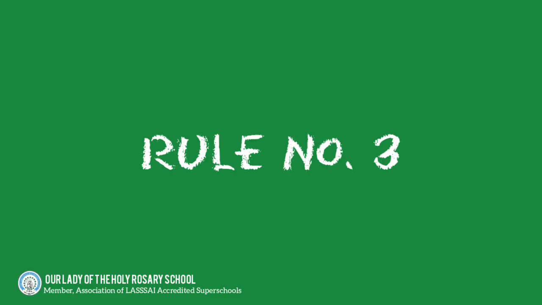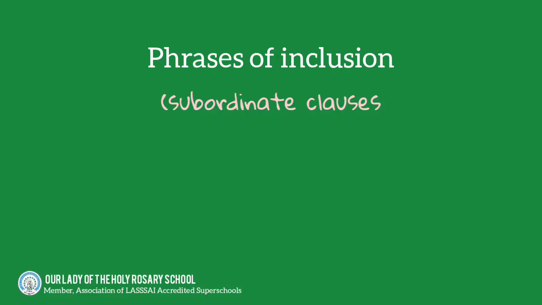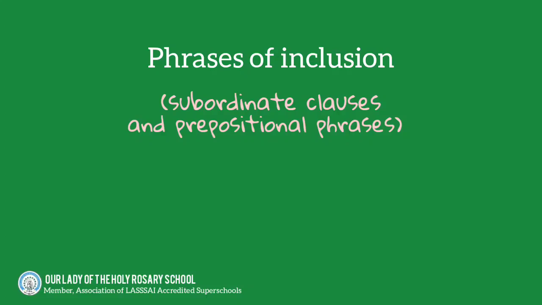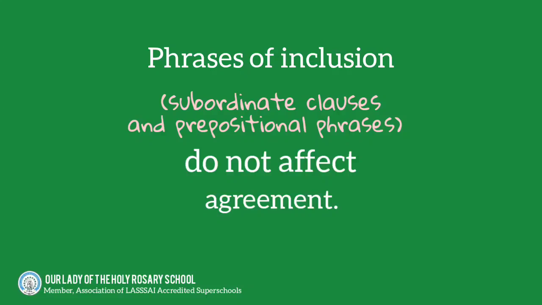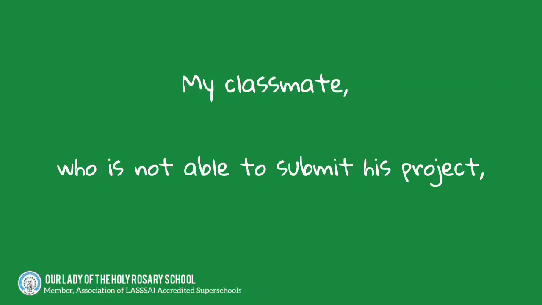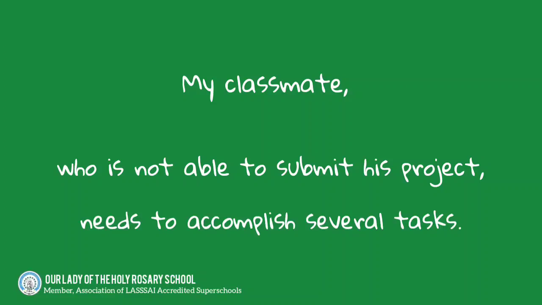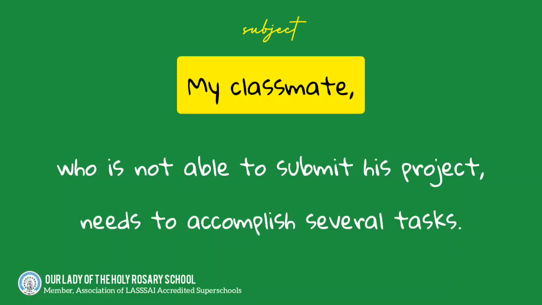Rule number 3. Phrases of inclusion such as subordinate clauses and prepositional phrases between the subject and verb do not affect agreement. Here are some examples. My classmate, who is not able to submit his project, needs to accomplish several tasks. The subject of this sentence is my classmate, which is in the singular form. Who is not able to submit his project is a subordinate clause which modifies the subject, therefore, it has no effect on the number of the subject. This means the verb needs to also take the singular form.